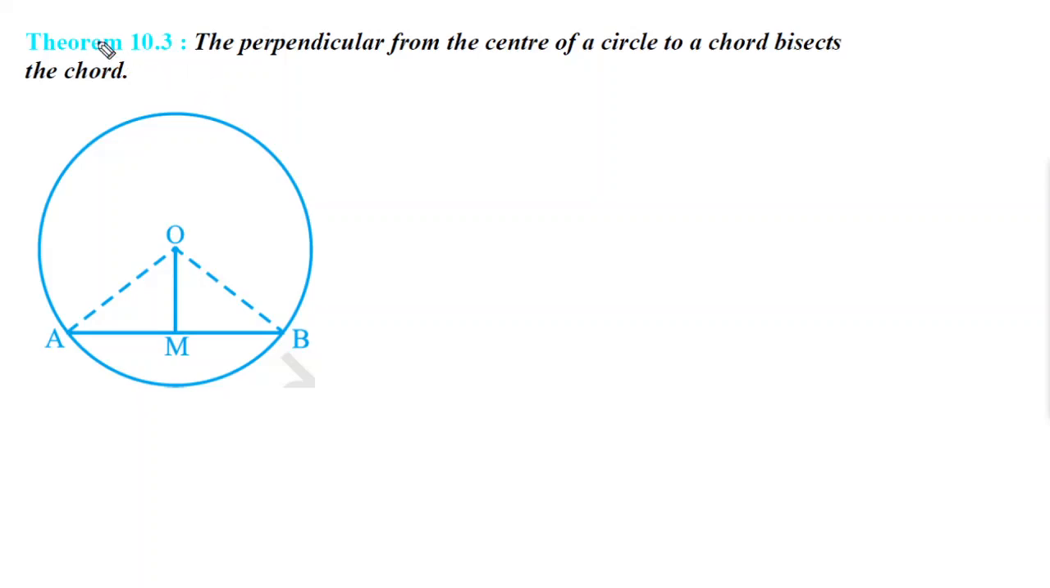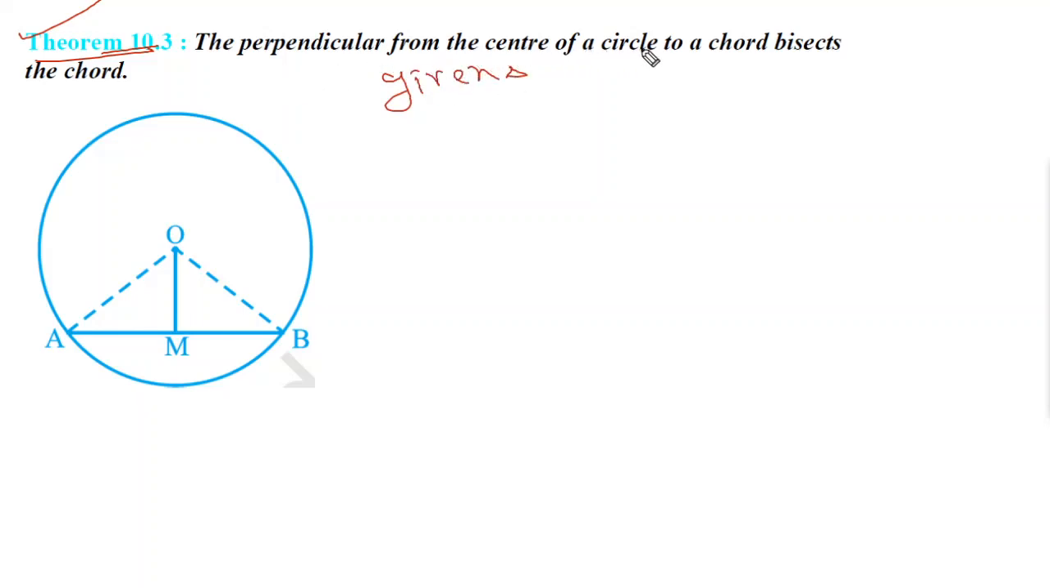So today we are going to discuss theorem 10.3, 10.4, 10.5 and exercise 10.3. Okay, so let's start with theorem 10.3. The perpendicular from the center of a circle to a chord bisects the chord. So here, what is given? Let's write the given.